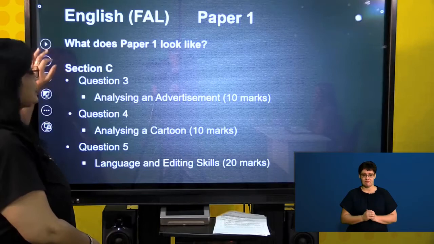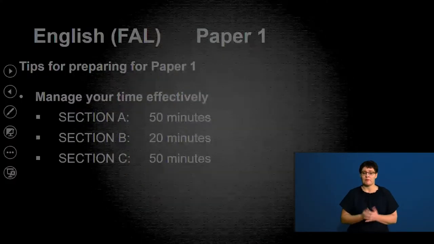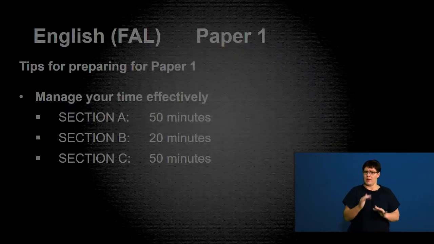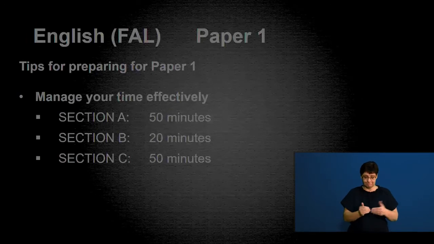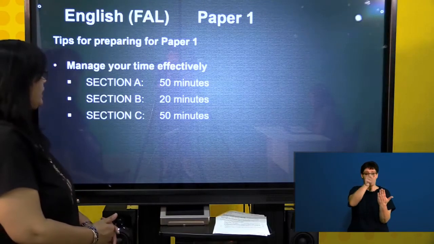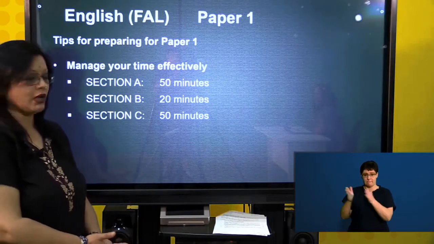So that's basically what the outlook of our paper looks like. Then we're going to look at a few tips in preparing for paper 1. We need to manage our time effectively. You will find this in the rules and notes for the learner in your question paper, where you are allocated time per section. Remember, this paper is 2 hours.